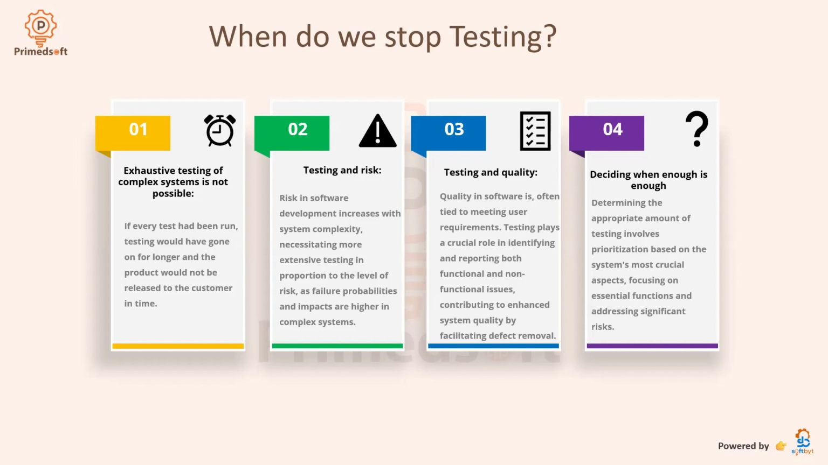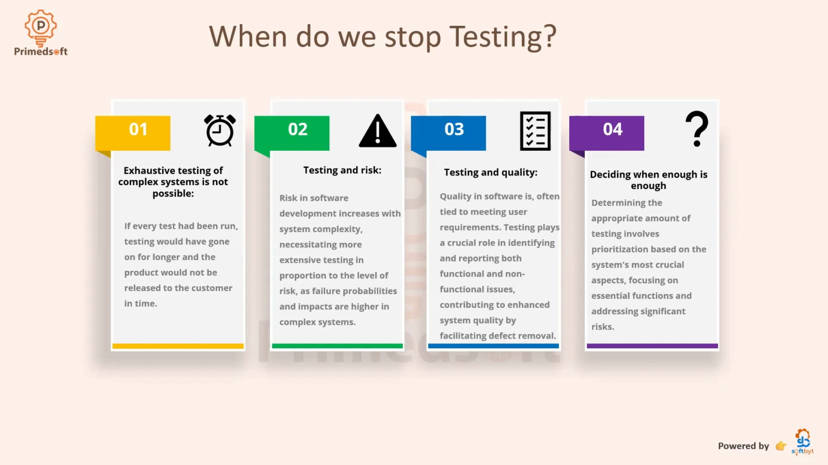There are many other complex systems where you could say you will test every possible input combination to make sure it's tested exhaustively. It's not possible. If every test had been run, testing would have gone on and the product would not be released to the customer. Does that make sense? For some complex systems, if you want to test every possible input combination, you will not finish your testing. So exhaustive testing of a complex system is not possible, and you have to bear that in mind. That will help you determine when to stop testing.